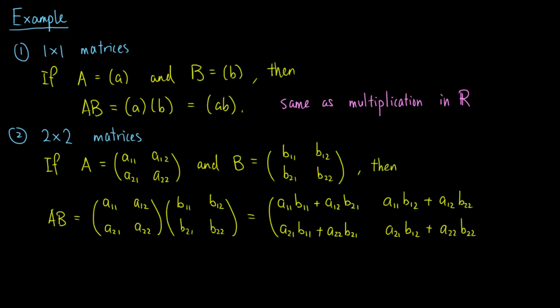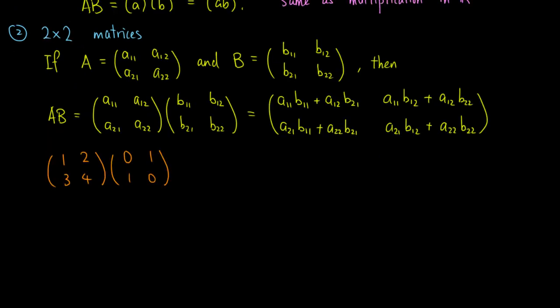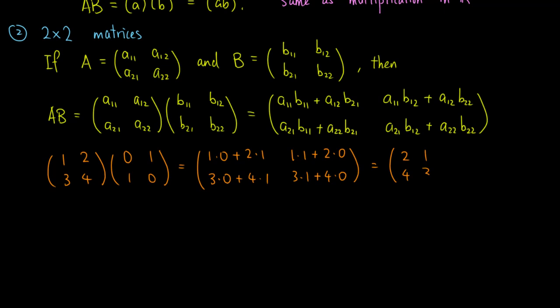We can also make things more concrete by using fixed numbers. For example, if we multiply the matrix 1, 2, 3, 4 with the matrix 0, 1, 1, 0, we have 1 times 0 plus 2 times 1, 1 times 1 plus 2 times 0, 3 times 0 plus 4 times 1, and 3 times 1 plus 4 times 0. So we have the matrix 2, 1, 4, 3.